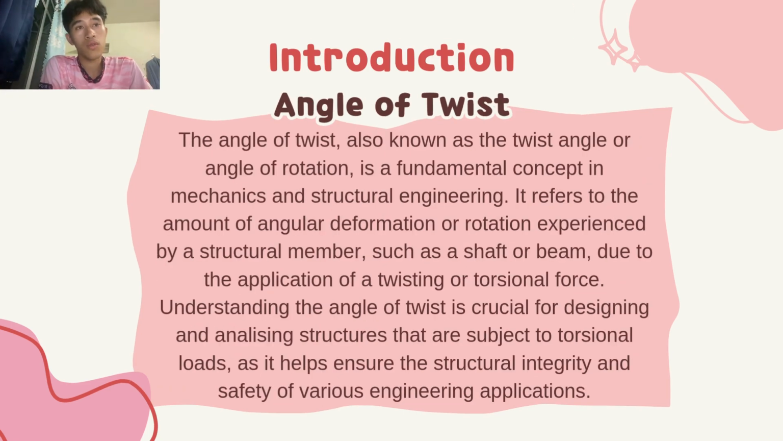The angle of twist, also known as the twist angle or angle of rotation, is a fundamental concept in mechanics and structural engineering. It refers to the amount of angular deformation or rotation experienced by a structural member, such as a shaft or beam, due to the application of a twisting or torsional force. Understanding the angle of twist is crucial for designing and analyzing structures that are subjected to torsional loads, as it helps ensure the structural integrity and safety of various engineering applications.